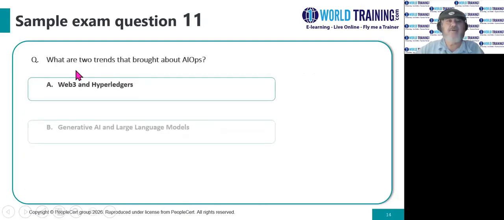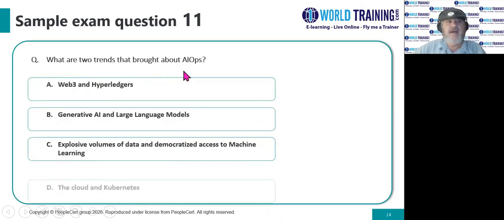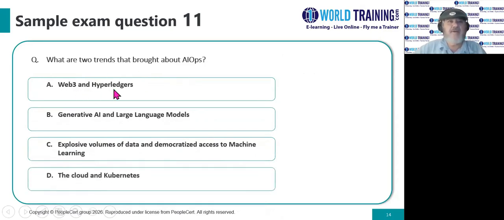Okay. What are two trends that brought about AIOps? Web3 and hyperledgers? Not specifically, no. Generative AI and large language model? No. That came later than MLOps and AIOps. C, explosive volumes of data and democratized access to machine learning. Yeah, that makes sense. The cloud and Kubernetes, not specifically, no. So C is the best answer.